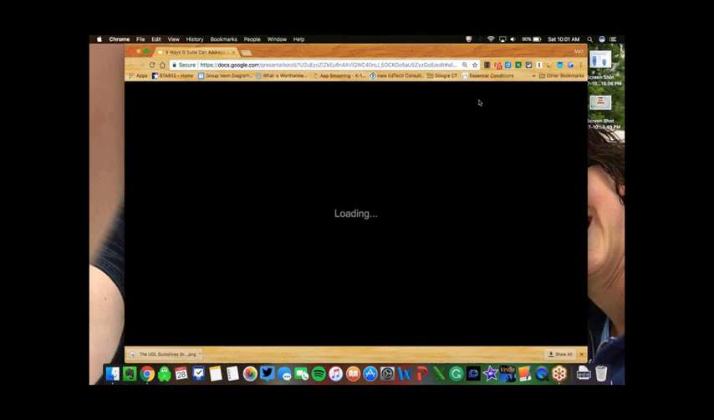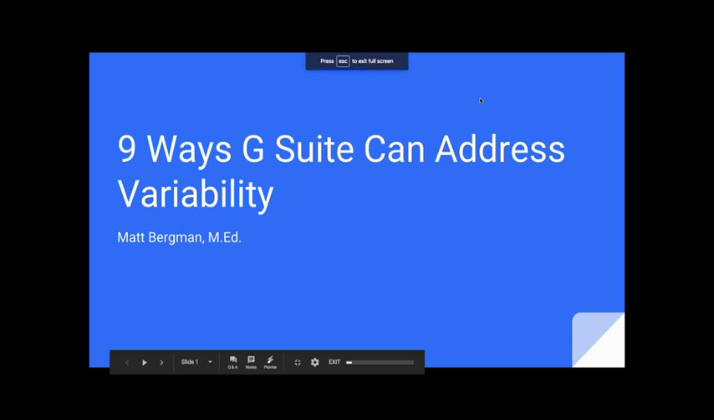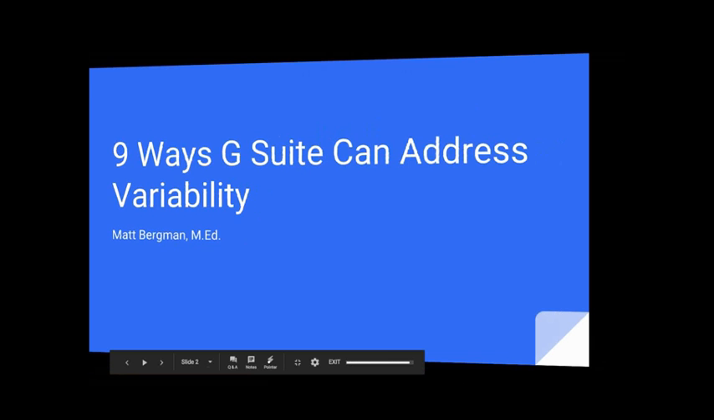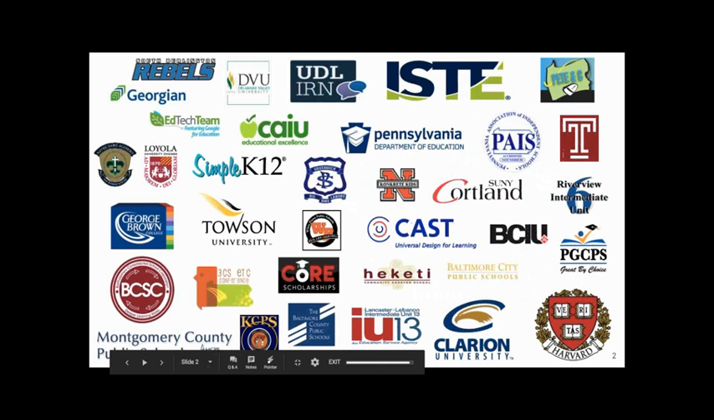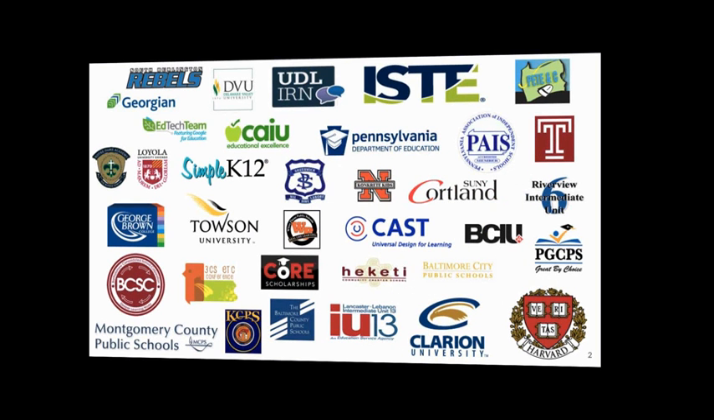So I wanted to share with you 9 ways that Google Apps, or now it's been rebranded, it's called G Suite, can address variability. And like Lori had mentioned, I've made a lot of different presentations and consulting work across the country, but I always love being here for Simple K-12 webinars.